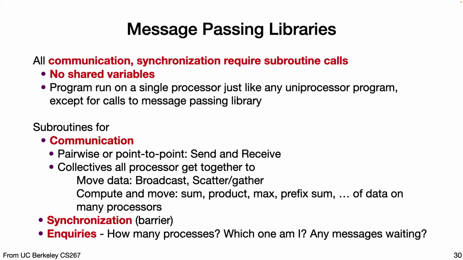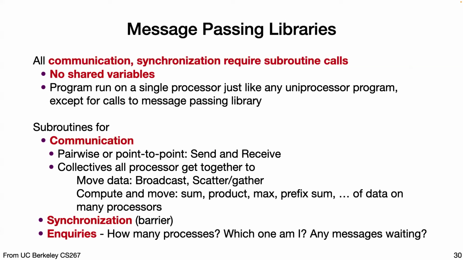Okay. So in message passing, there is communication and there's synchronization, but you have to use subroutines, like send and receive, for example. There are no more shared variables. So it's not shared memory anymore. It can run on shared memory machines, but from a programming perspective, the tasks or the processors are all separate. And the programs can run on a single processor machine, except for the calls to the message passing library.